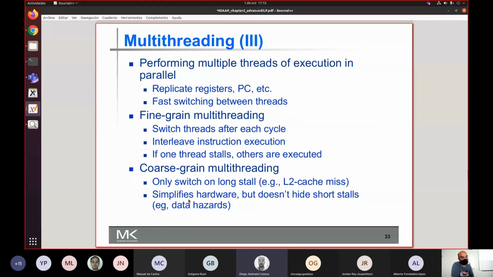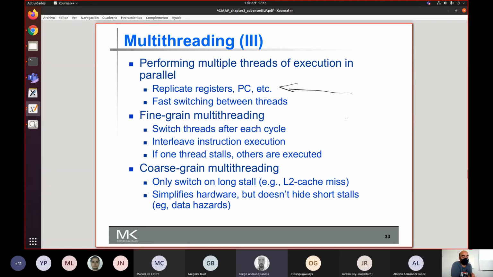When you execute several threads, yes, because maybe another thread will have another hit. No, because the memory access can work independently from the processor. So you can be doing the memory access in parallel and continue the execution of another instruction in the processor. That's the idea. When you have several threads executing at the same time, you need replicated registers, program counter, etc. We already mentioned this.